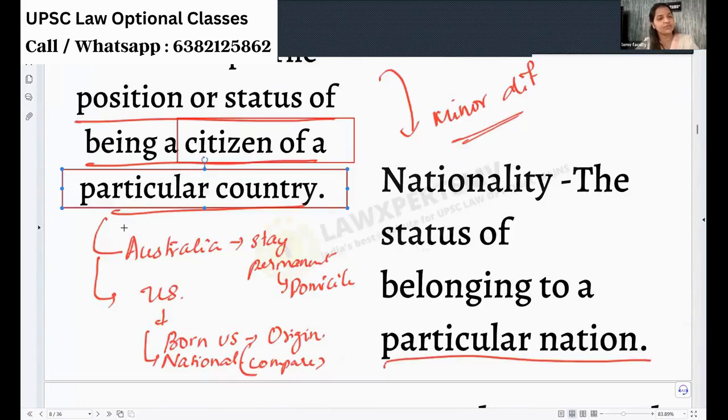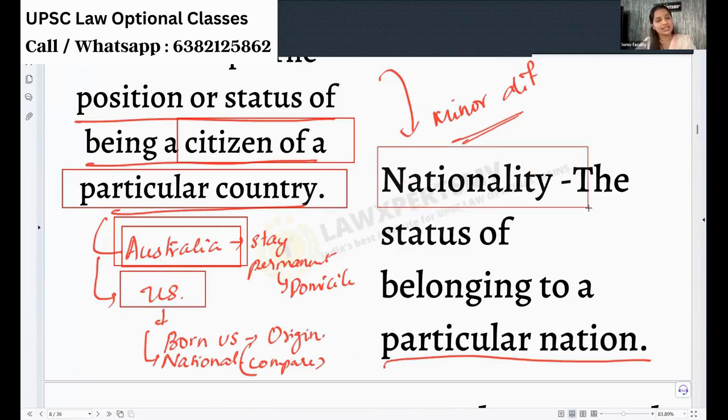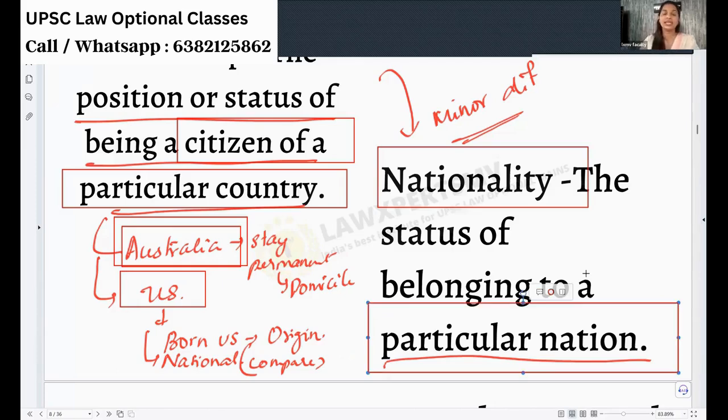There is the concept of dual citizenship. This is often called dual nationality also sometimes. So Australia allows dual citizenship, US allows dual citizenship. But nationality is the status of belonging to a particular nation. Okay. In case of dual citizenship, there will be a question: which nationality do you belong to?